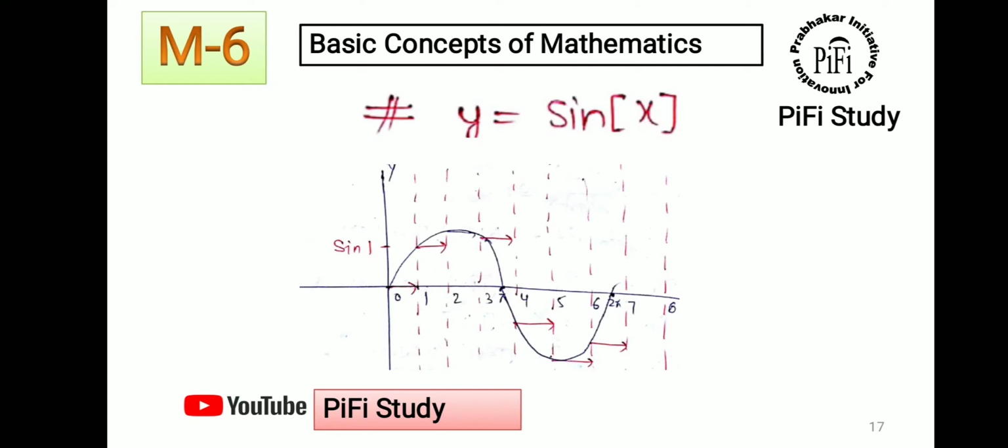at 1 whatever value you are getting just draw an arrow, then for 3 to 4, means you have to follow step by step, like 0 to 1, at 0 you get 0, at 1 you will get sine 1, 1 to 2 you will get sine 1, 2 to 3 you will get again sine 1, 3 to 4 you will get minus 1, 4 to 5 you will get minus 1.